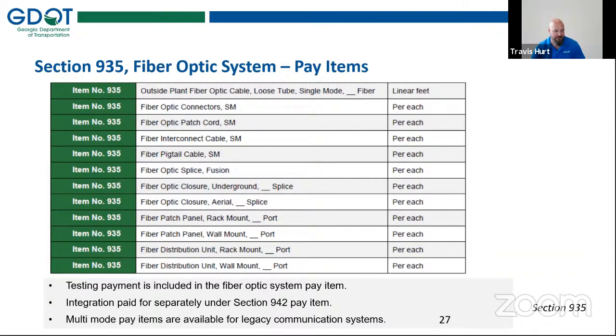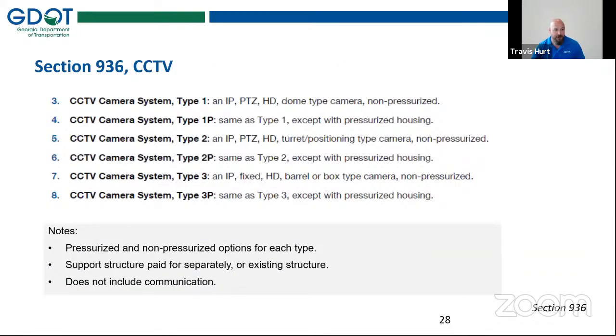confusion that could occur. So the testing of each individual item is included with the item, but the testing of that overall system would be included in that integration under the section 942 item. And then there are still legacy items available for multi-mode or hybrid systems if that's what you need. So they're still included. And I'll move on to section 936, CCTV.